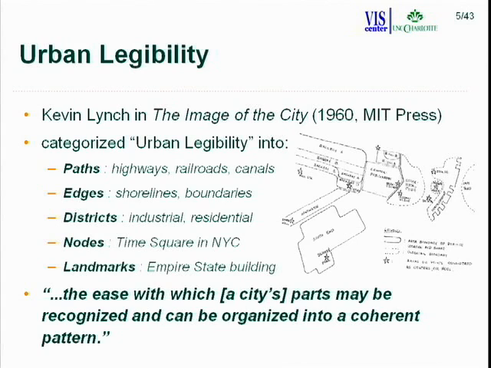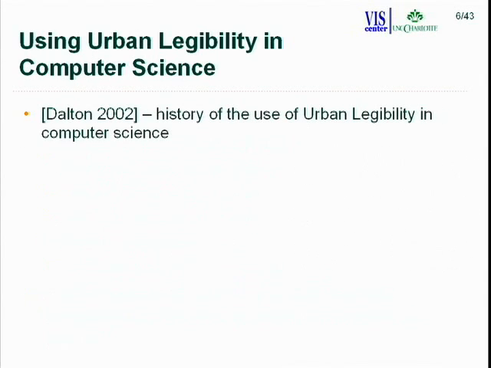So Kevin Lynch defined this idea of urban legibility as the ease with which a city's parts may be recognized and can be organized into a coherent pattern. That's kind of a mouthful, but to me, what that really says is, if you can somehow deconstruct a city into these urban legibility elements, we can still be able to organize a city in that coherent pattern.